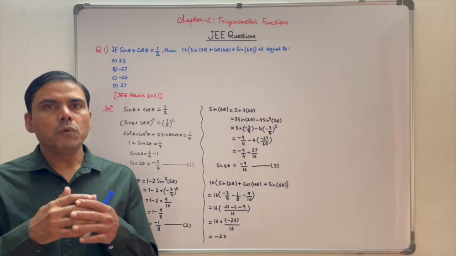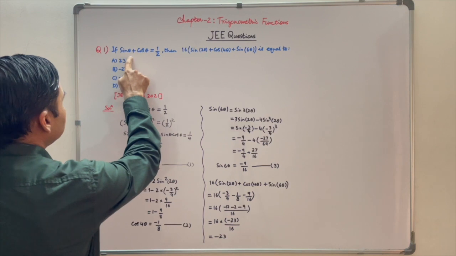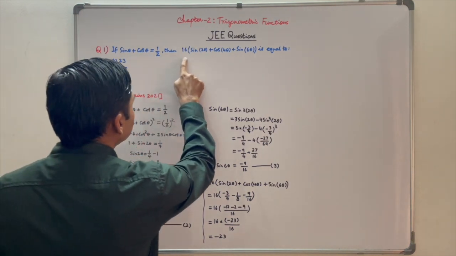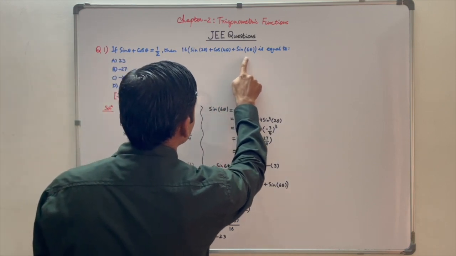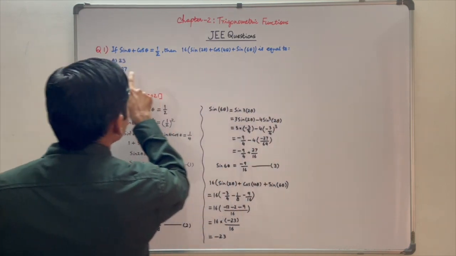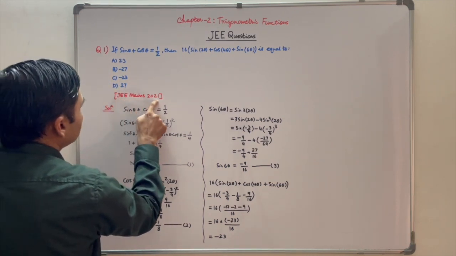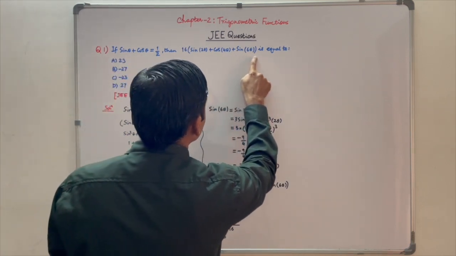Let us solve few more JEE questions. First question, if sine theta plus cos theta is equal to 1 by 2, then 16 times sine 2 theta plus cos 4 theta plus sine 6 theta is equal to. These are the options given. This question appeared in JEE Mains 2021. We have to get the value of this expression.